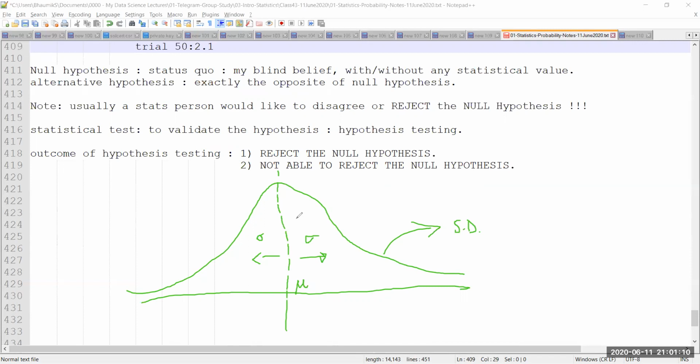Now, if this is the scenario which I am doing, then a sampling distribution follows a normal distribution if and only if the parent PDF follows a normal distribution.